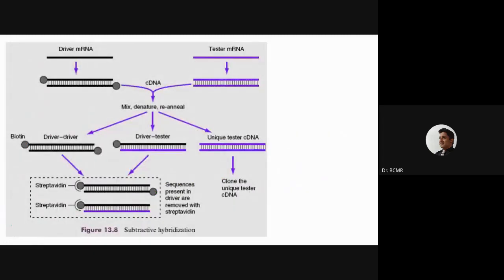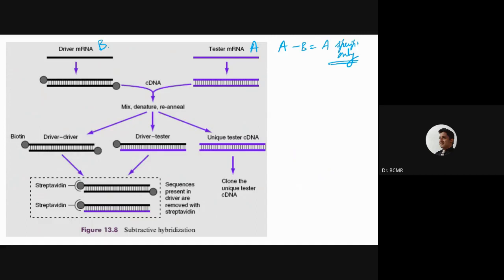So I will just take this and then I will repeat this in the next class. Try to see how you can find out. My objective, as I said, tester is this. For simplicity, I'll put A minus B, so that I will get A specific genes only. I do not want anything else. So A is the tester and B is the driver.